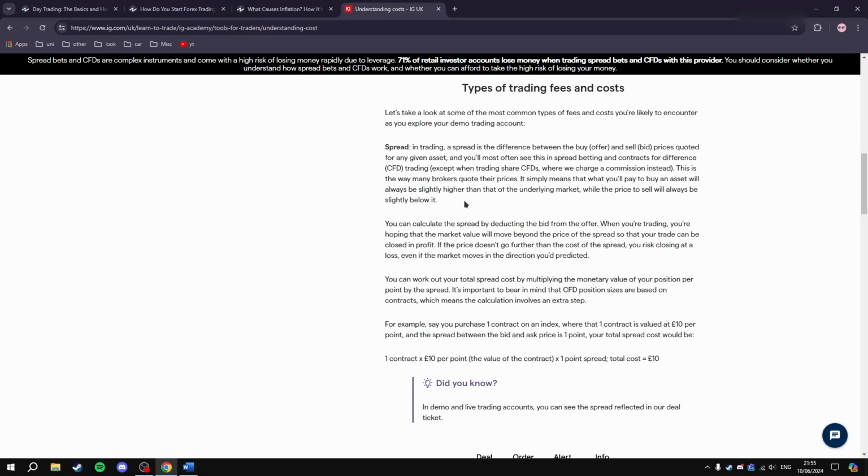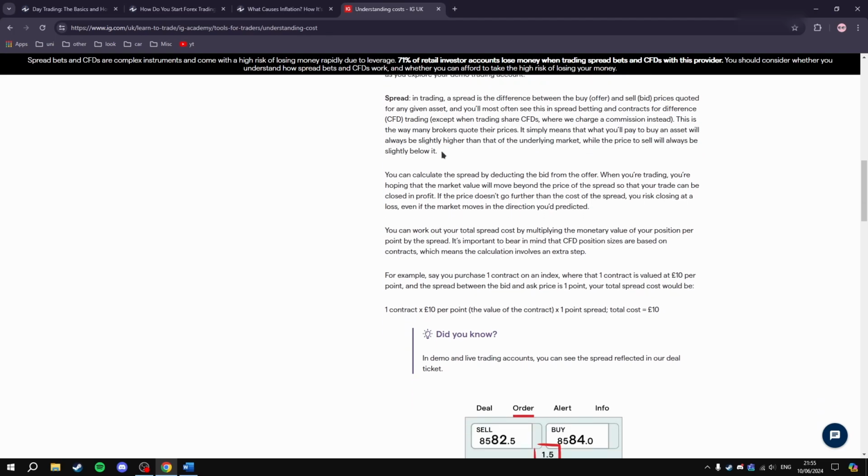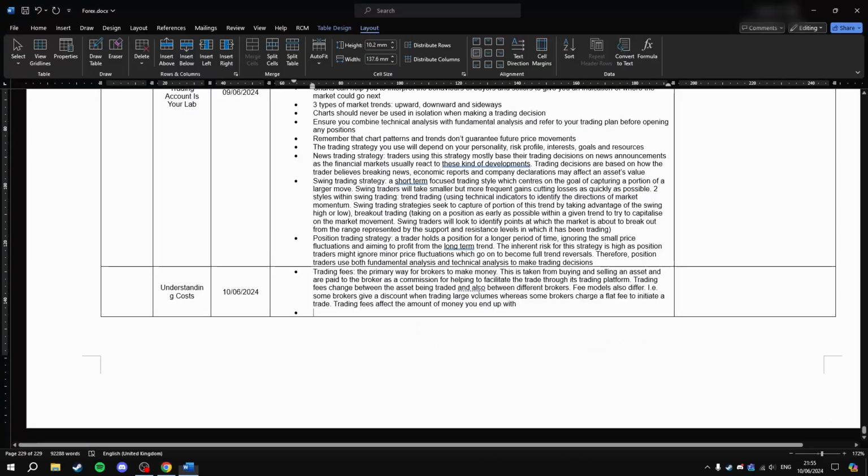Types of trading fees and costs. Let's look at some of the most common types of fees and costs you're likely to encounter as you explore your demo trading account. Spread.